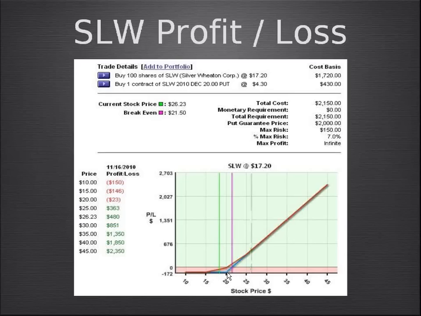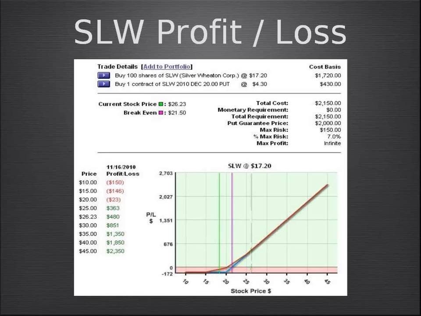And here's what I was talking about before with the profit and loss chart. On the Silver Wheaton trade, we had the limited risk, but then we see that curved red line on the profit and loss chart. That's more of the profit and loss chart at the halfway point, not at expiration.